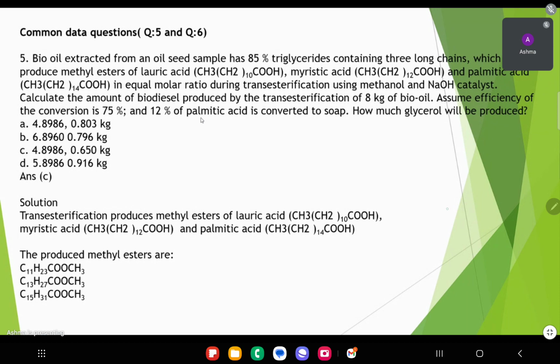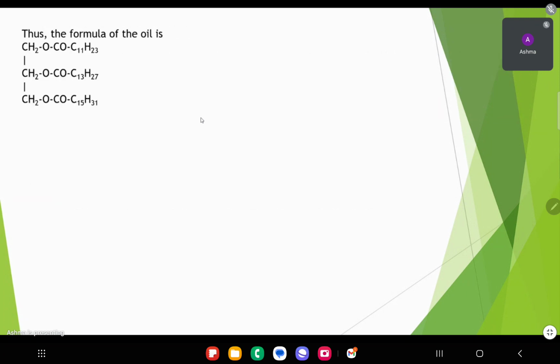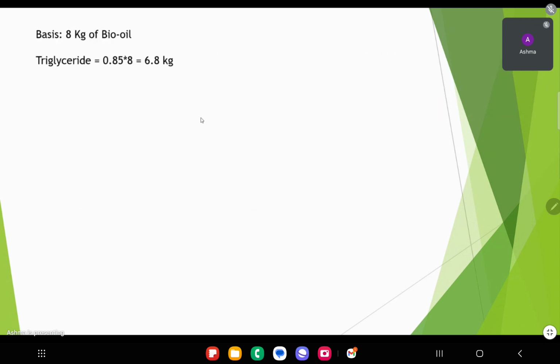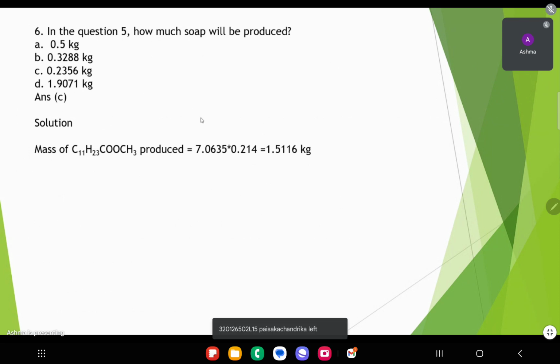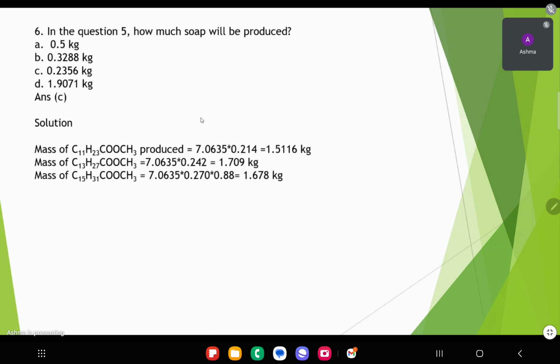So I got one answer as 0.235 kg of soap produced. Let's see. So the correct option is C, 0.2356 kg of soap will be produced. So the mass of palmitic acid produced is 7.0635 into 0.214. So these are the masses of the lauric, palmitic, and other acids produced.